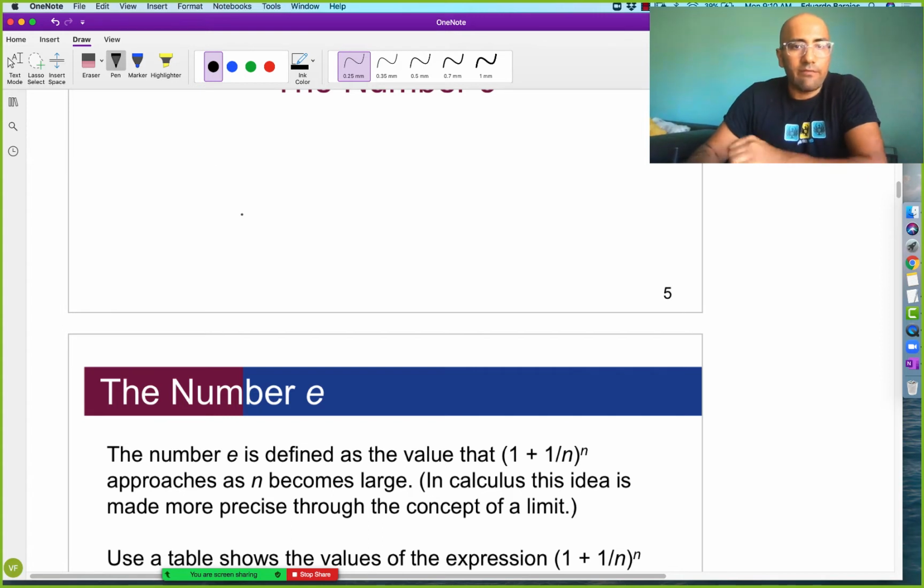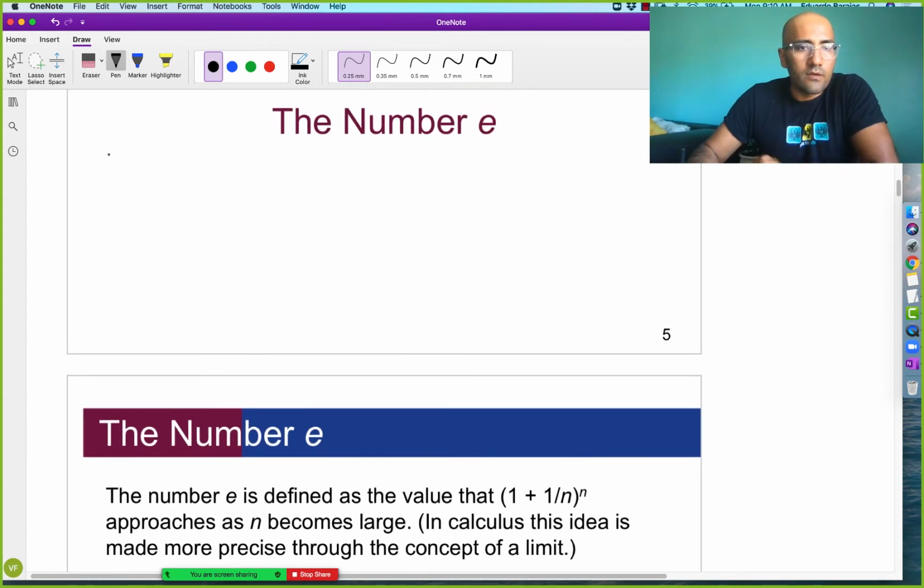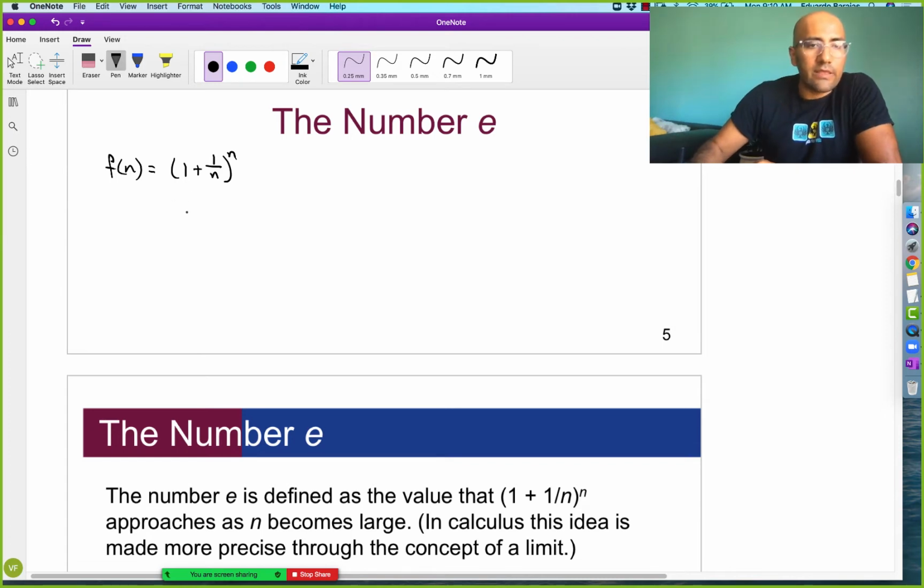So if we think about the function, say consider the function f of n, right? So the input is n. F of n equal to 1 plus 1 over n raised to the nth power, right? So that's a function we're going to think about.